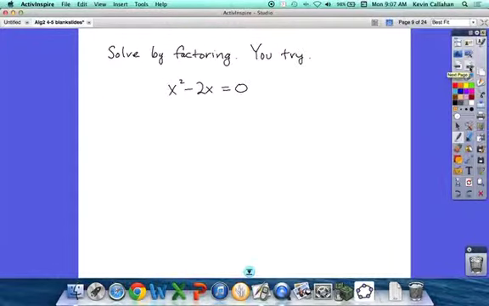Okay, try that one. That was another homework problem we had for factoring. Now we made it into an equation.